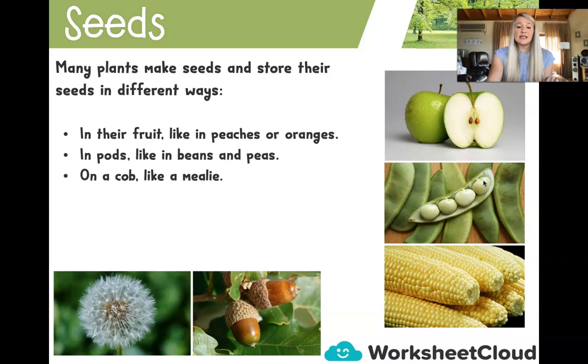We also say that seeds can also be stored on cobs like a millie or sweet corn. How delicious would a millie be right now? Nice and hot, steaming. I enjoy my millies. I'm getting very hungry.